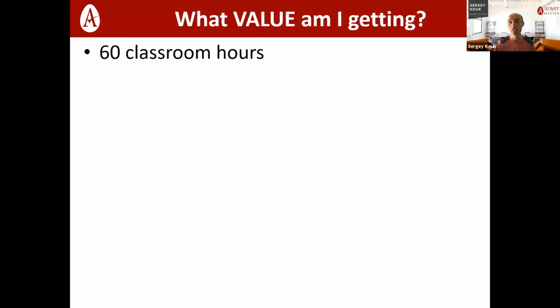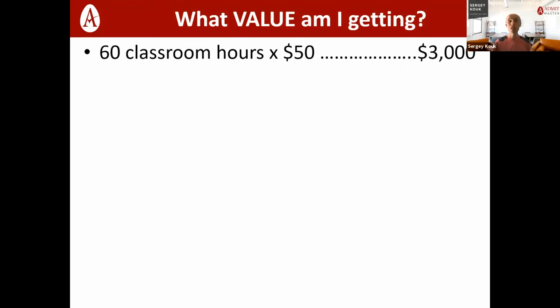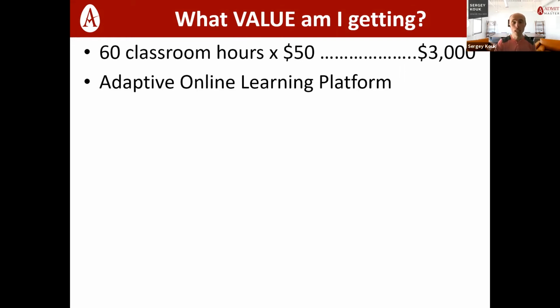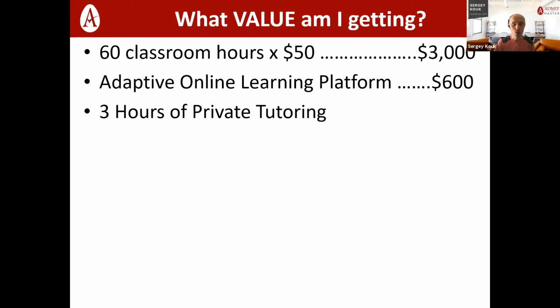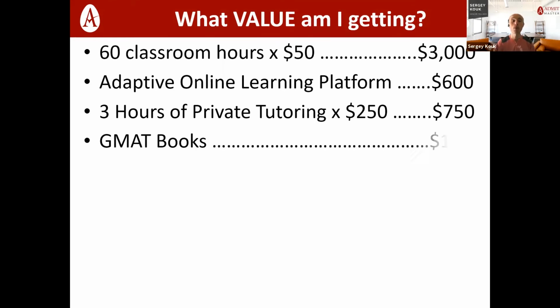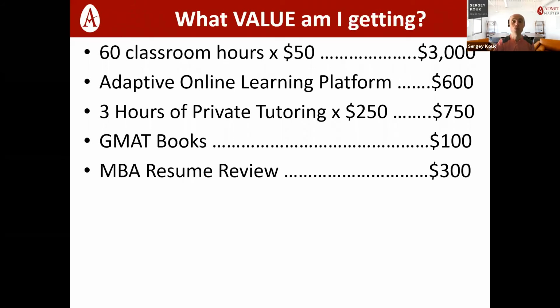For example, we'll give you about 60 classroom hours. Most companies charge about $50 an hour if you divide the cost of the class by the hour. We're going to give you a very sophisticated adaptive online learning platform where you see class videos, lots of explanation, a huge number of different video explanations, as well as a lot of questions to practice on. We are going to give you 3 hours of private tutoring, so that's included as part of the course. We're going to give you GMAT books. There are some really good books that you will need for the class, and we'll even help you with your MBA resume. So all of that's going to be included in our class.